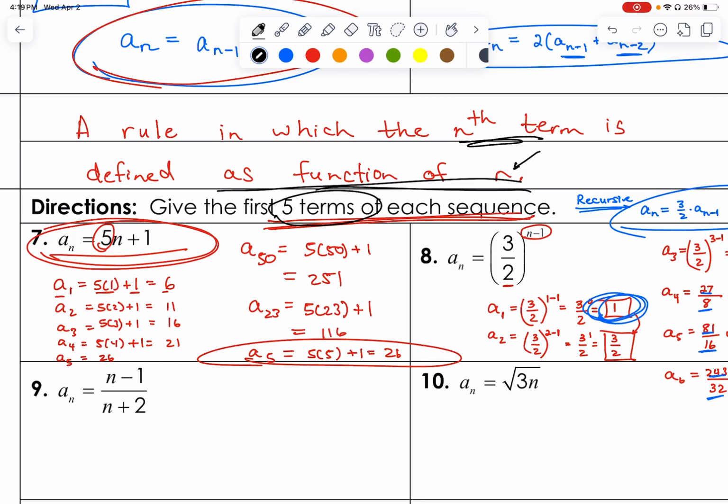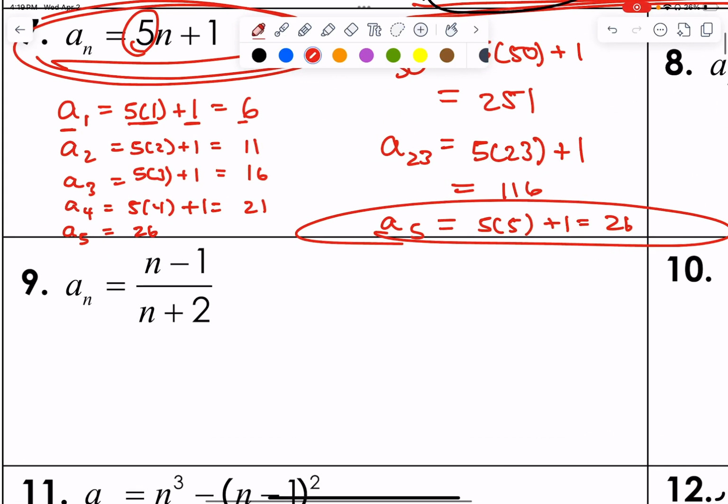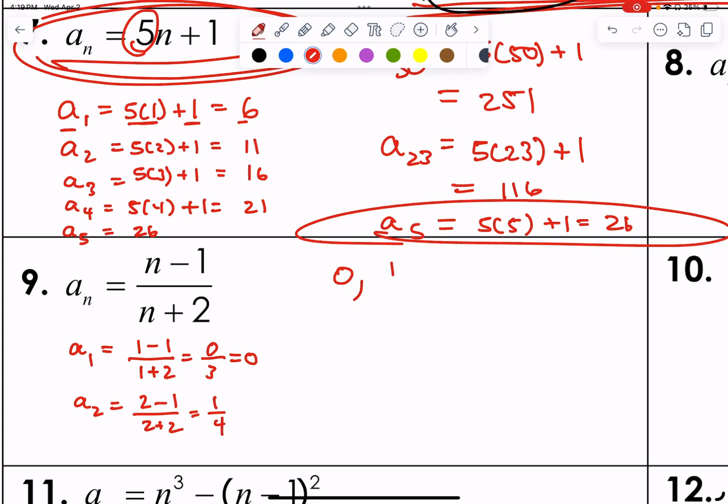So if I want to do the first 5 terms for number 9, a sub 1 is just going to be 1 minus 1 over 1 plus 2, which is going to give you 0 divided by 3, which is 0. So the first term in the sequence is 0. A sub 2 is going to be 2 minus 1 over 2 plus 2, which is going to give you 1/4. So there's the next term in the sequence. A sub 3 is going to give you 3 minus 1 over 3 plus 2, which is going to give you 2 over 5. That's 2/5.